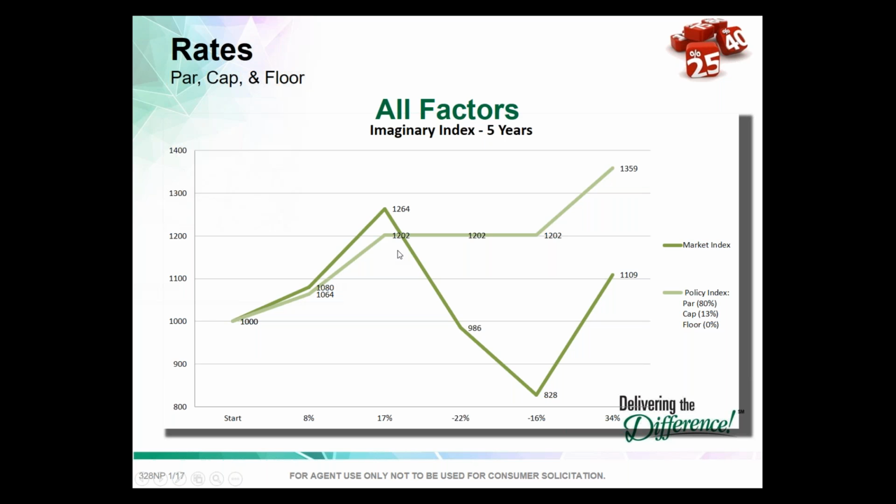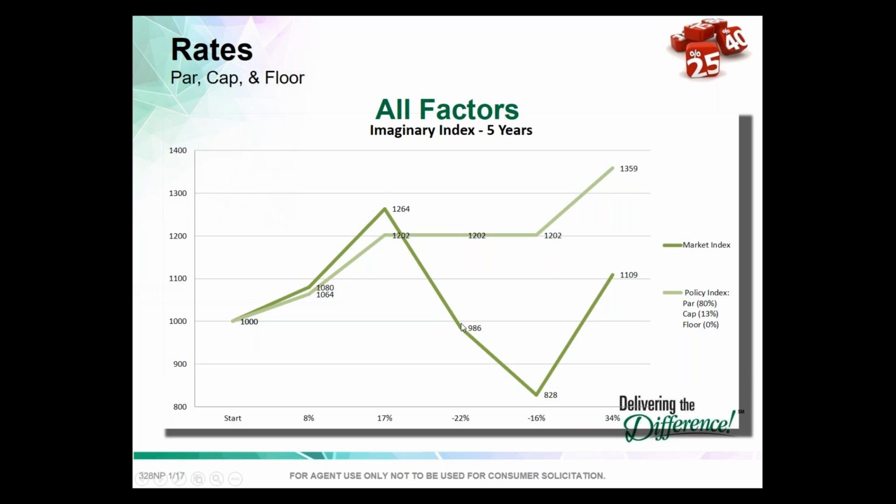The next year, the index goes up 17%. So 17 times 0.8 is 13.6, which is actually above the 13% cap. So we have to limit that to 13% growth rate. And so the client moves up to here.